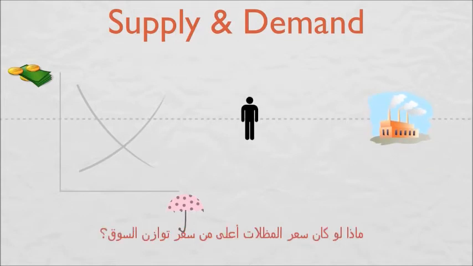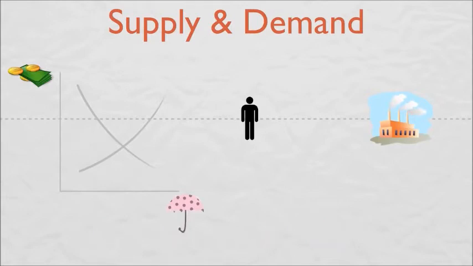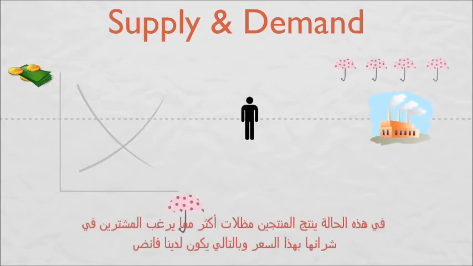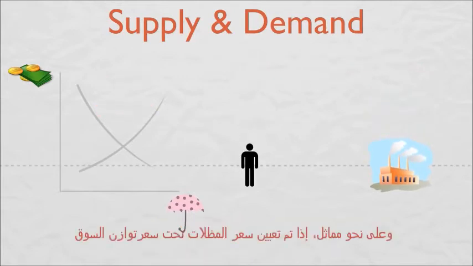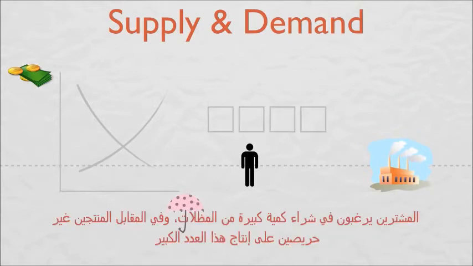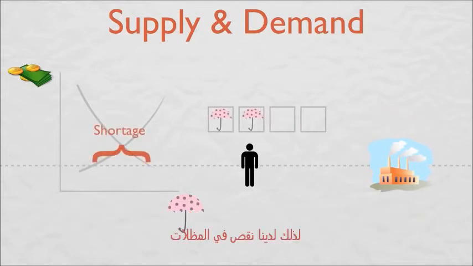What if the price of umbrellas is higher than the market clearing price? Then producers make more umbrellas than buyers are willing to buy at that price, and we have a surplus. Similarly, if the price of umbrellas is set below the market clearing price, buyers want to buy lots of umbrellas, but producers aren't so eager to produce that many, so we have a shortage of umbrellas.